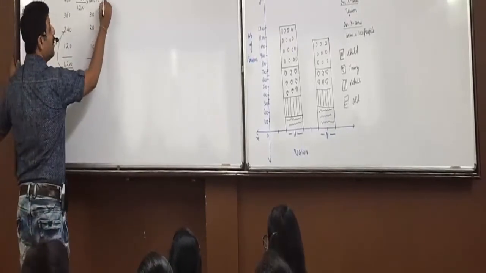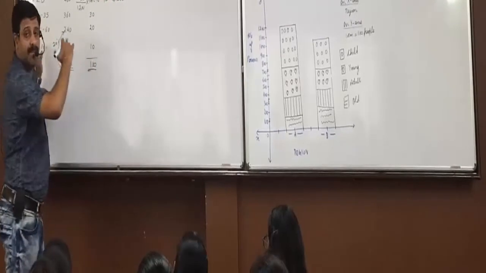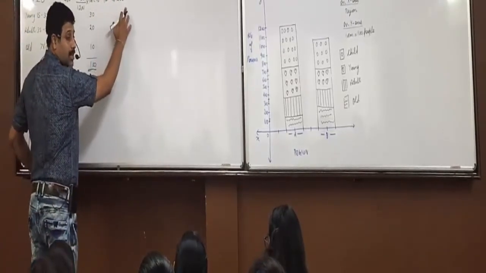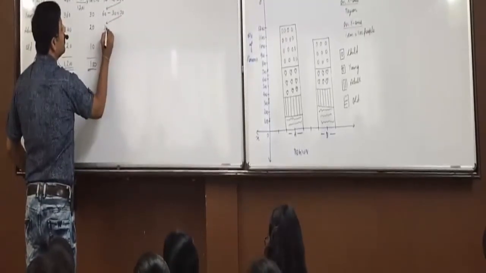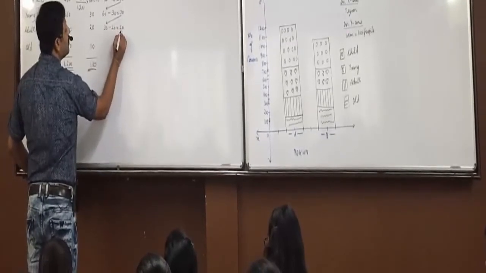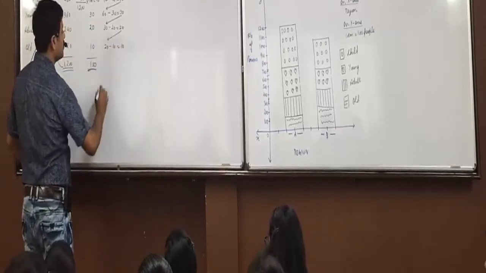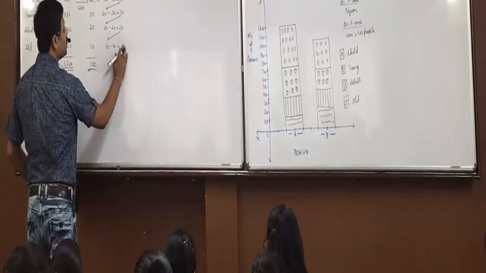Now split up line: 100 minus 40, 60. Same way, but you look at it from percentage. So 100 minus 40, then 60 minus 30, then 30 minus 20, then 20 minus 10, 10. And the last should always come 0.